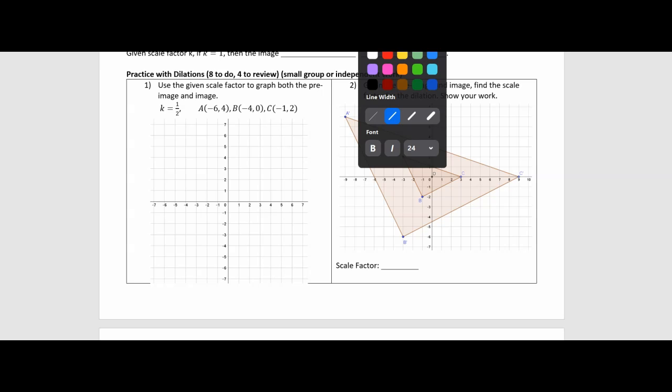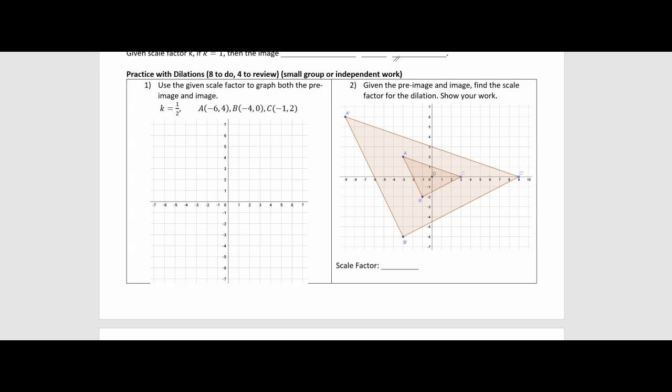Okay, so the first thing I'm going to do is graph the pre-image. So (-6, 4), (-4, 0), (-1, 2). So we do have a triangle here. We will label these with their points, so A, B, and C.